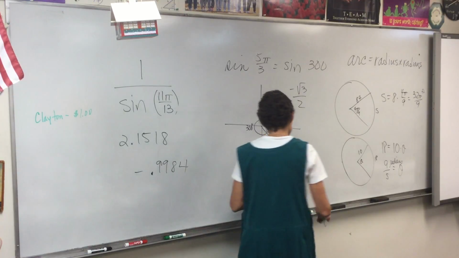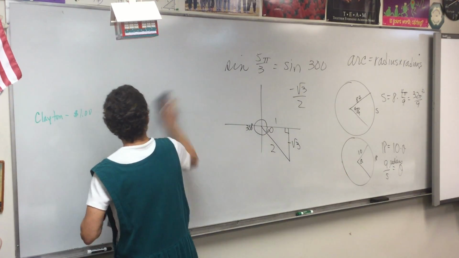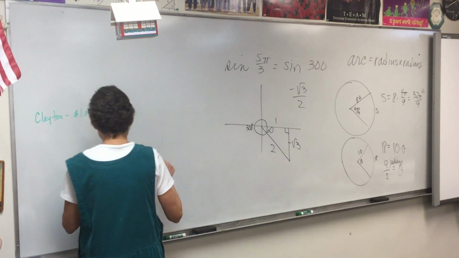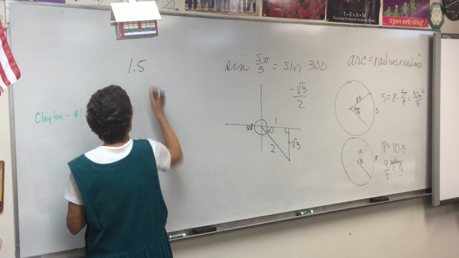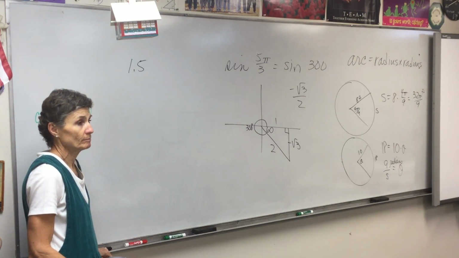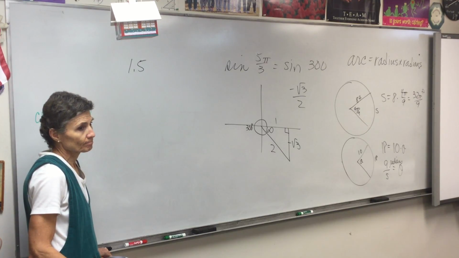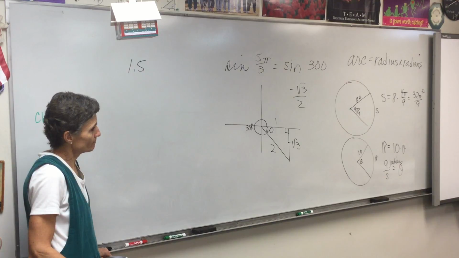All right, number 3, do we know how to do problem 3? 1.5 radians is how many degrees? What's our strategy? Do not make me stressed.